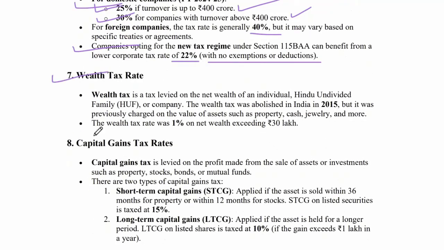Next, wealth tax rate. Wealth tax is a tax levied on the net wealth of an individual, Hindu undivided family HUF or company. The wealth tax was abolished in India in 2015, but it was previously charged on the value of assets such as property, cash, jewelry, and more. The wealth tax rate was 1% on net wealth exceeding 30 lakhs.